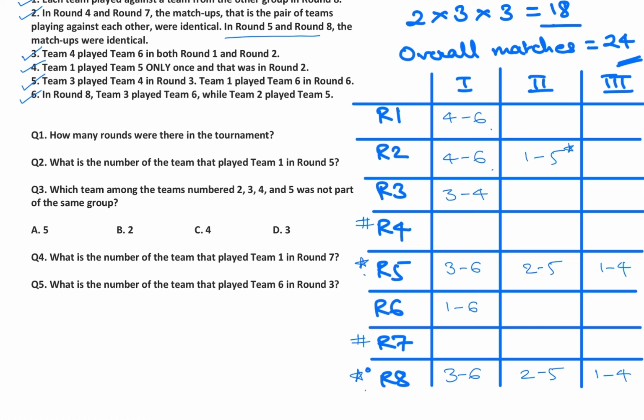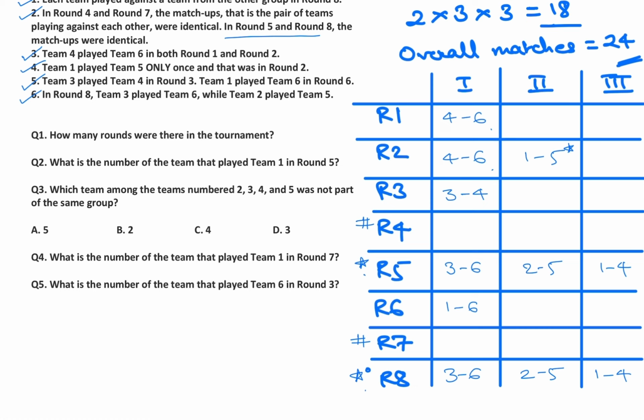So round 4 will have 4, 5, 2, 6 and 3, 1. And the same will be repeated in round 7 as well. This will be 4, 5, 2, 6 and 3, 1. So I'm done with 4, 5, 2, 6, 3, 1. All I'm left with is one game of 2, 1, one game of 3, 5, one game of 4, 2 and one game of 6, 5.